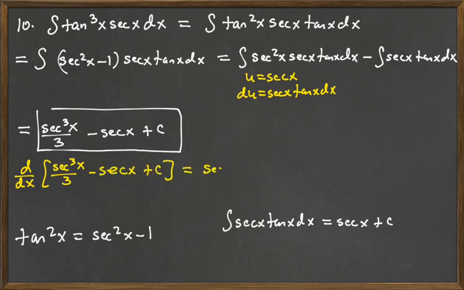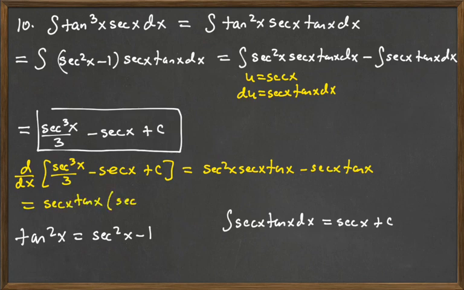So we're going to have secant squared x and then times a secant x tangent x by the chain rule, minus a secant x tangent x. Factor out a secant x tangent x, and then we'll have secant squared x minus 1. Secant squared x minus 1 is tangent squared, so we have secant x tangent x times tangent squared x, and so that's going to be tangent cubed x times the secant x, which was our original integrand.